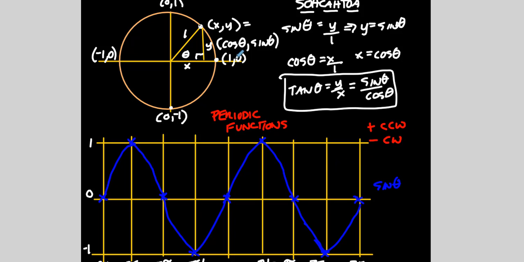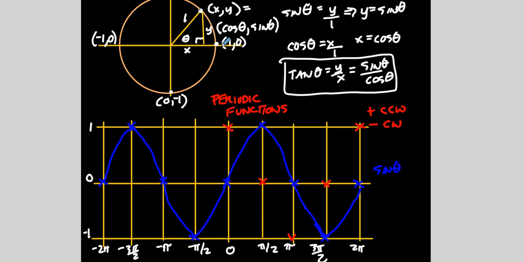So cosine of 0 is 1. Okay, cosine of pi over 2 is 0. Cosine of pi is negative 1. Cosine of 3 pi over 2 is 0. And cosine of 2 pi is 1 again.